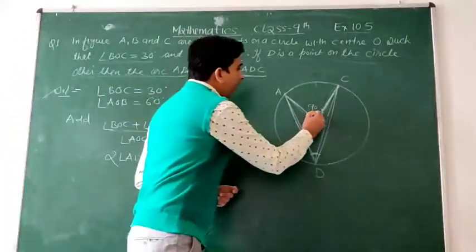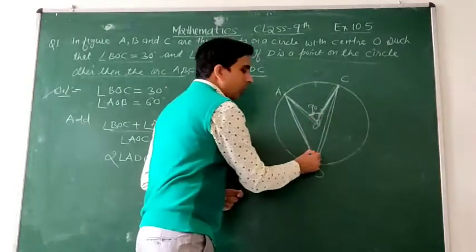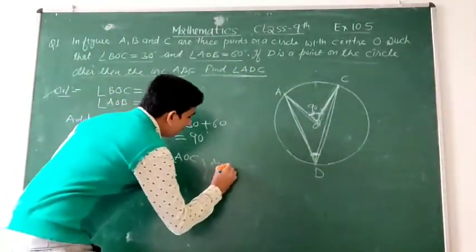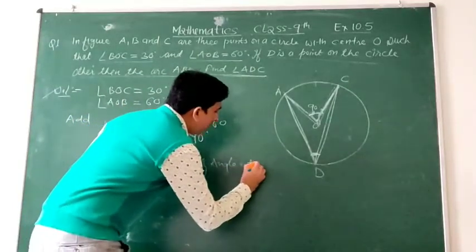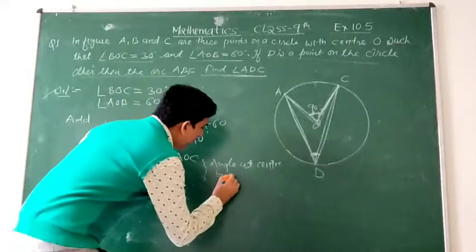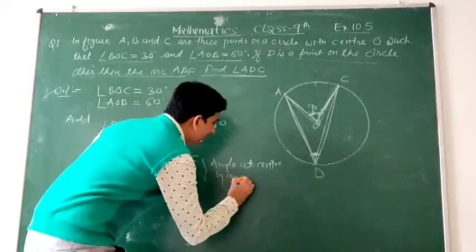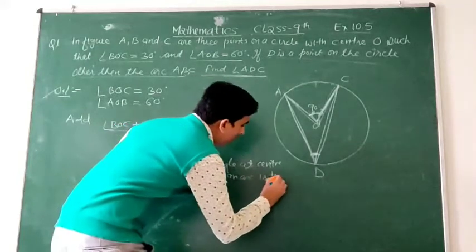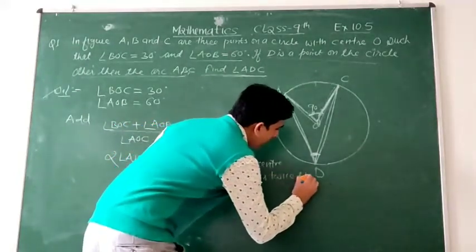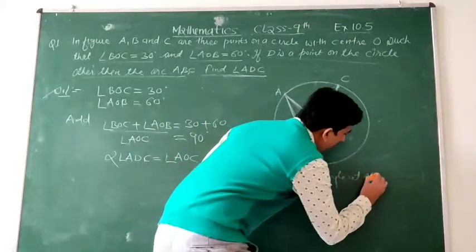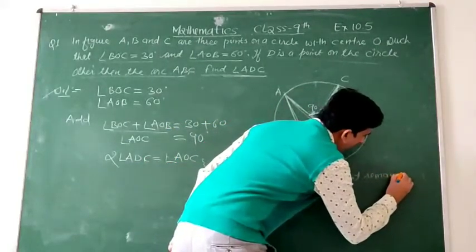Look at the figure here: the angle at O will be twice the angle at D. We will give the reason for this: angle at center by an arc is twice the angle at remaining part of the circle.